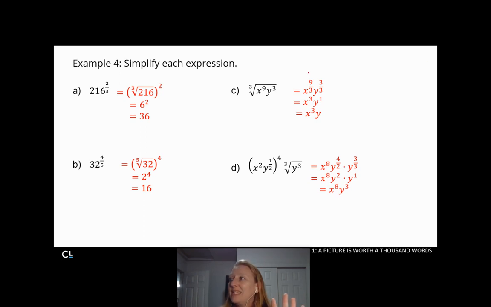I love this trick. It takes something really scary and really simplifies it down. Even something like this that looked, oh my gosh, really horrific. Simplified it right down for us.